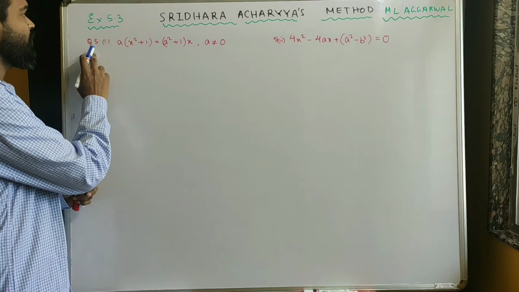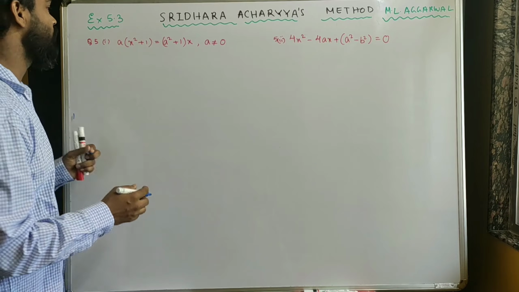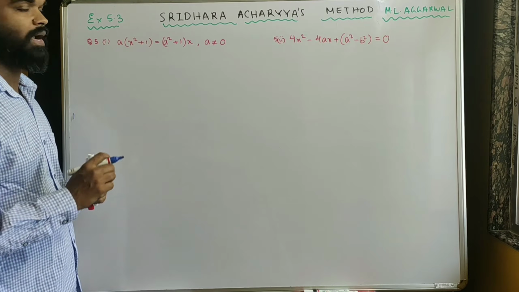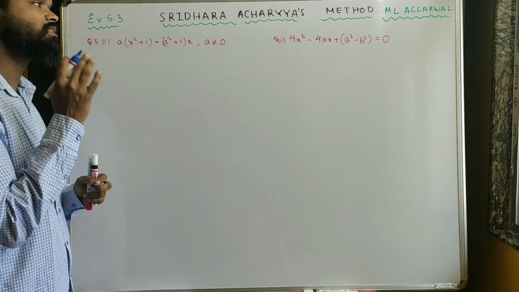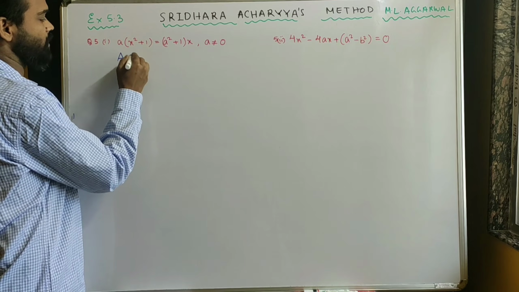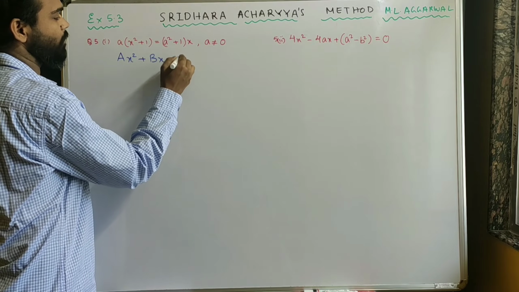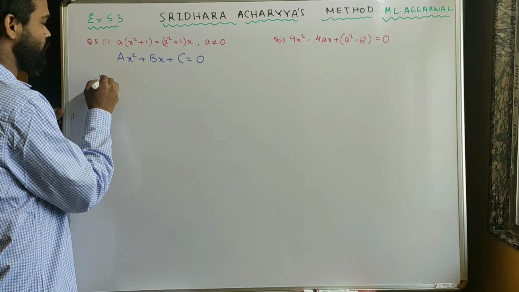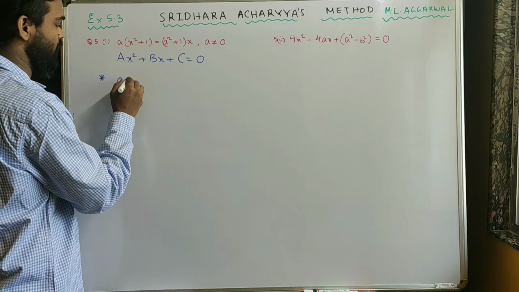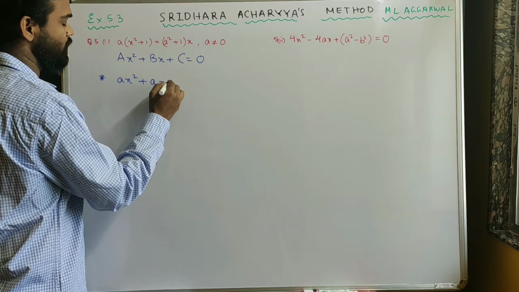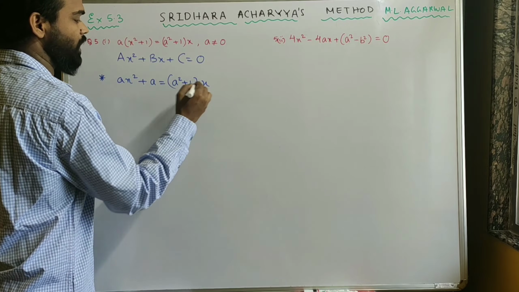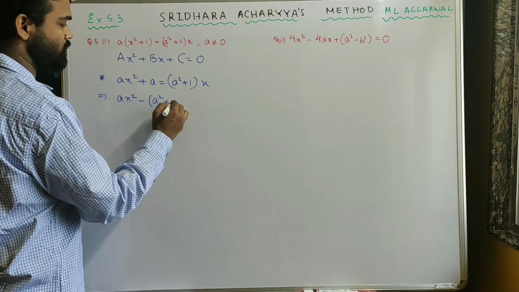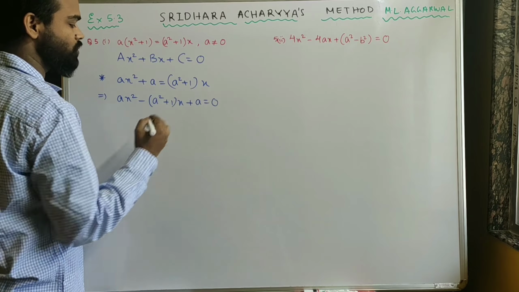Now look at question number 5 part 1 from exercise 5.3 Aggarwal, which says solve for x, a bracket x square plus 1 equals a square plus 1 bracket x. First of all, write this in standard form. We know the standard form is capital A x square plus capital B x plus capital C equals 0. I've used capital letters because they've already used small letters. Now the given equation is, if I open the bracket, ax square plus a is equal to a square plus 1 bracket x. Bring it on one side. So ax square minus a square plus 1 x plus a equals 0.